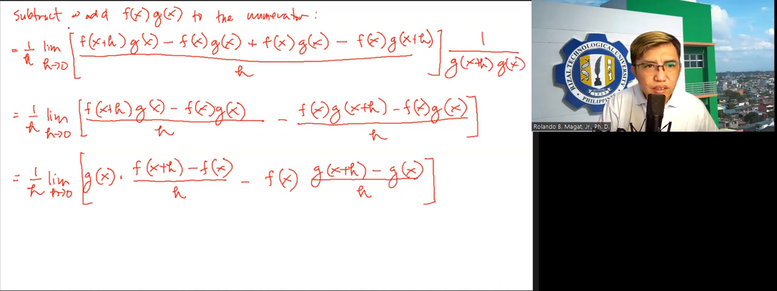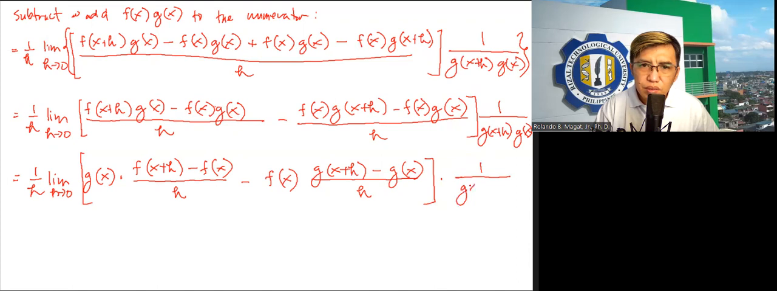Okay. So, we have 1 all over g of x plus h times g of x. Okay? Then, tayo dito pa sa kabila, 1 all over g of x plus h times g of x. Okay? And then, ito na tayo.